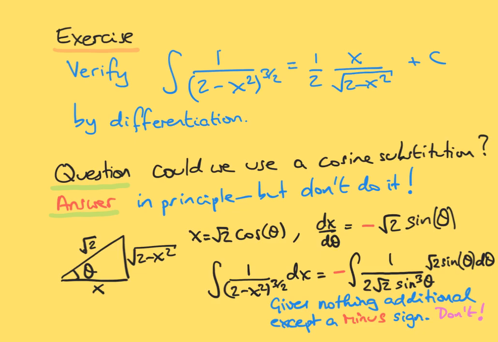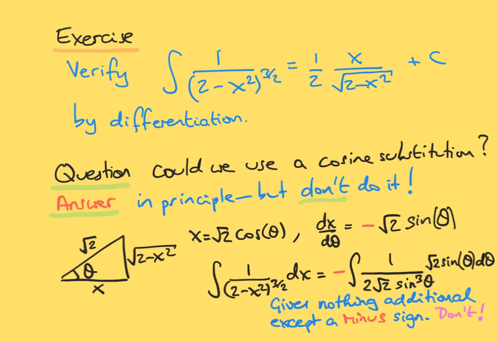Now, just to finish off this video, I would like to ask a question. Could we use a cosine substitution? I've sometimes seen students do this. And the answer is in principle yes, but don't do it. There is absolutely no reason for doing it.